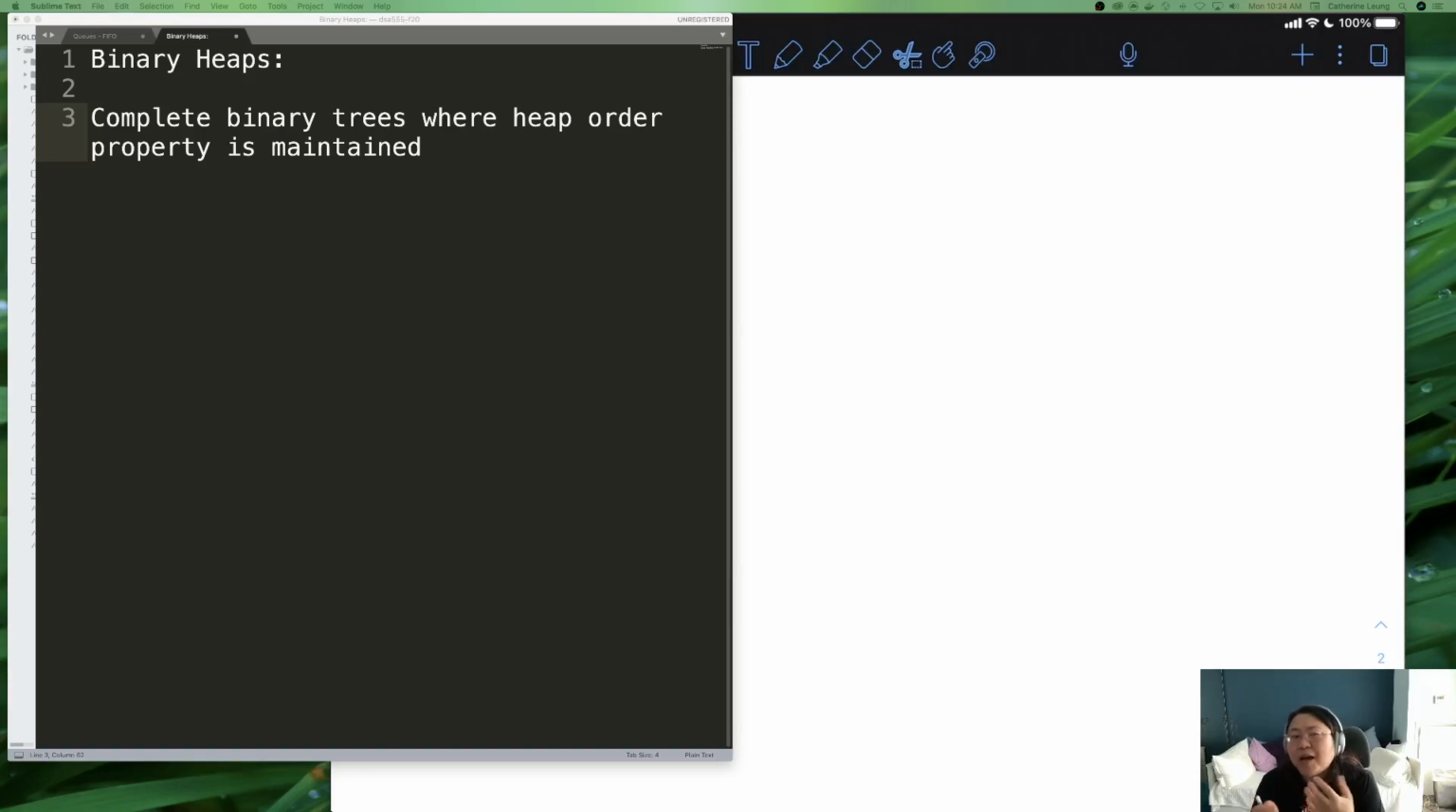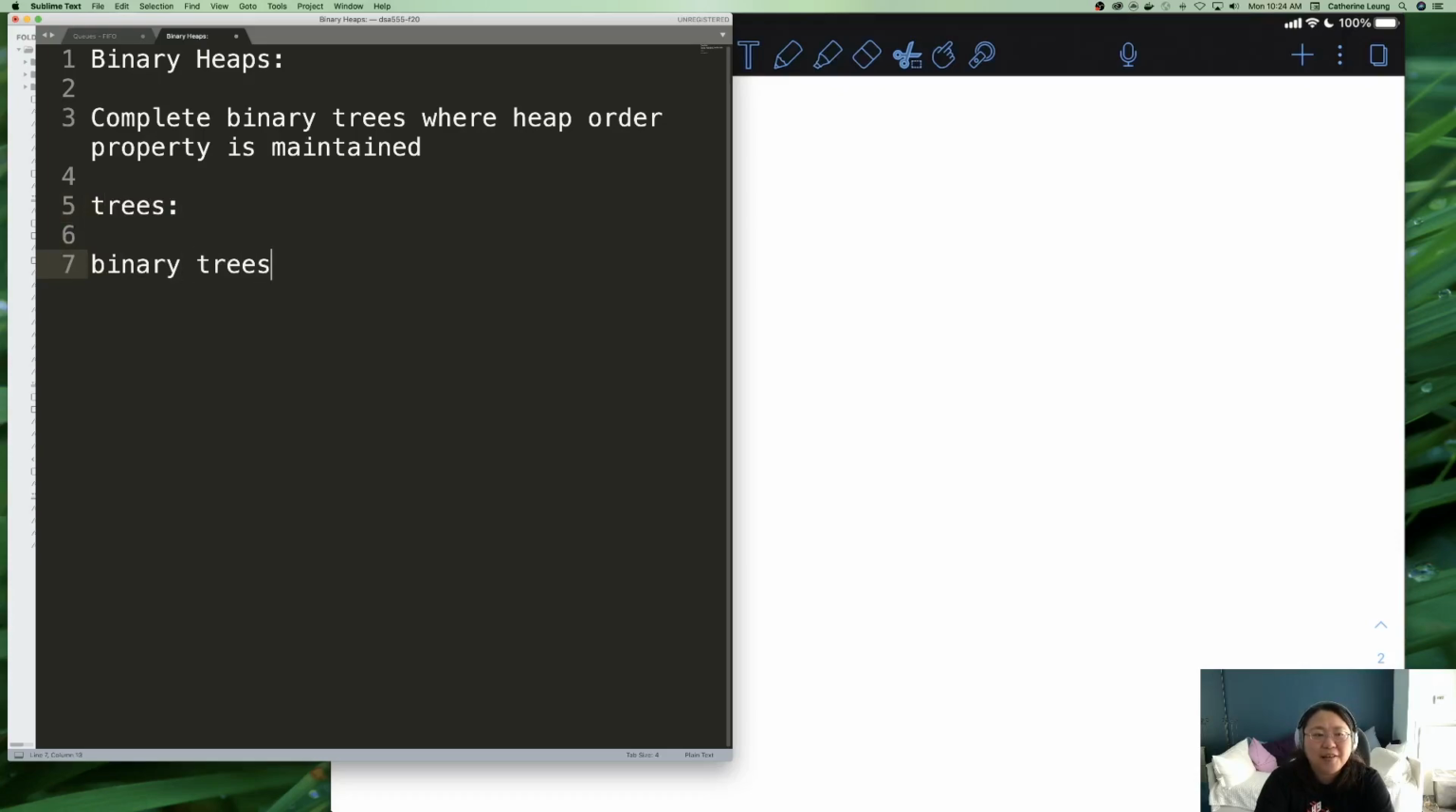So what I want to do now is first go through each of these in turn. So what is a binary tree? First of all, binary trees. Actually, before that, let's talk about trees. Then let's talk about binary trees. And then finally, we will talk about complete binary trees.